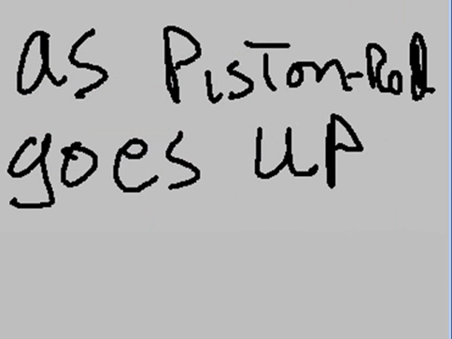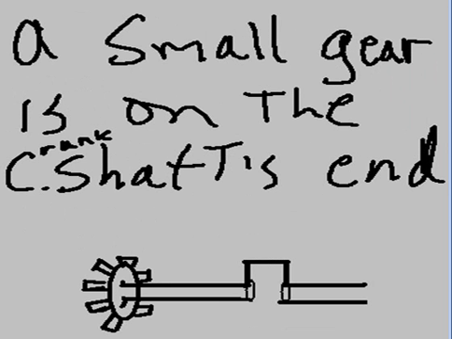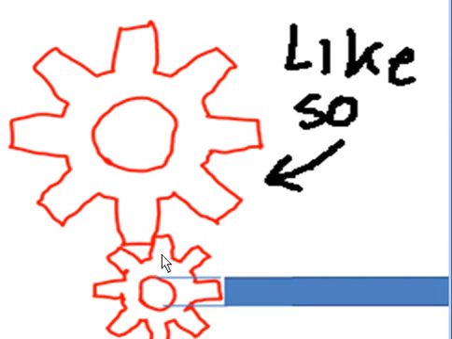As the piston rod goes up and down, it makes the crankshaft revolve. A small gear is on the crankshaft's end over here. It meshes or engages a larger gear in a 2-to-1 ratio, like so.